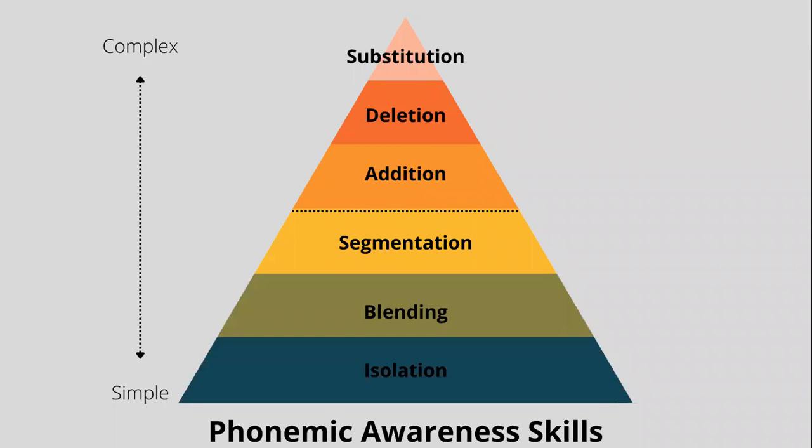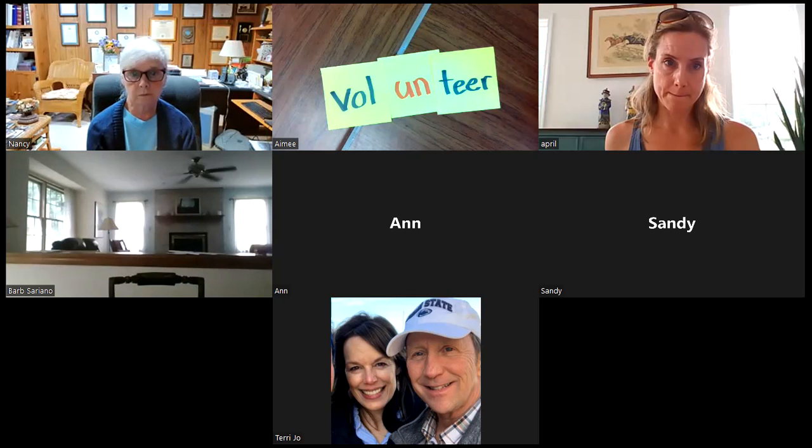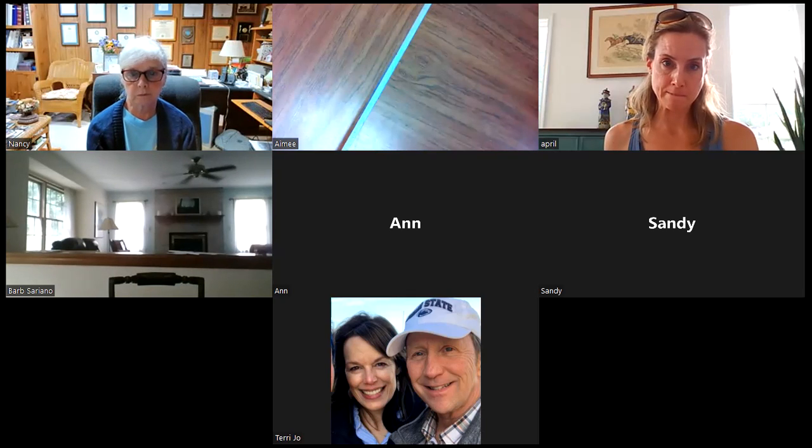Okay. So phonemic awareness skills. I'm trying to figure out where this is on the reading rope. Okay, I actually have better examples I want to share with you. And I'm going to do the phonemic awareness skills.